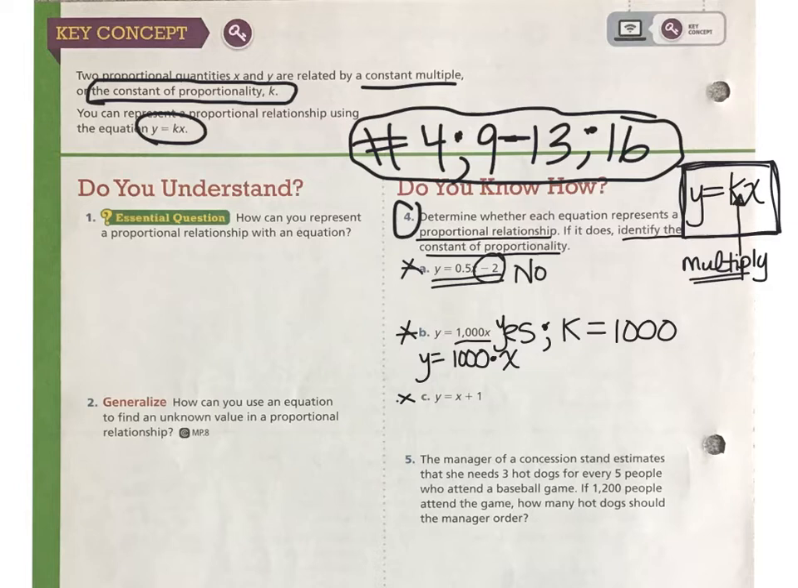And last, take a look at letter C. Y equals x plus 1. Does this represent a proportional relationship? And the answer is no. What do you see there that makes it so it's not proportional? Do you see the addition? Yeah, that plus 1 means that it is not a proportional relationship.